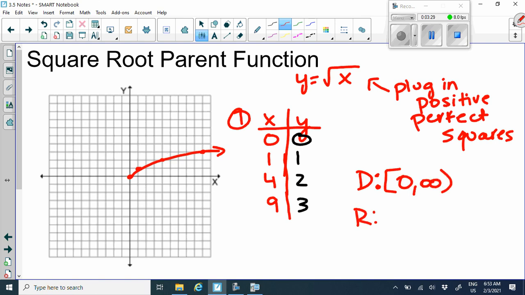Now, range we really haven't talked about too much, okay? Well, once again, let's kind of look. So remember, that's our y's. Well, notice that our smallest or lowest y is 0, and then our y goes to positive infinity.